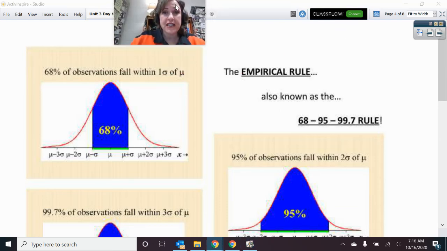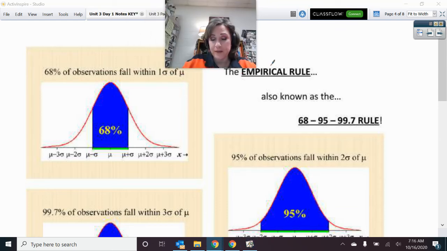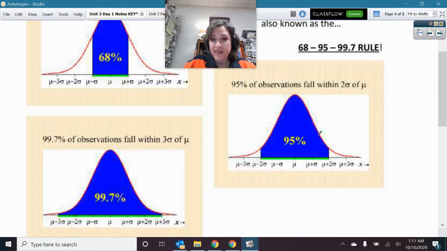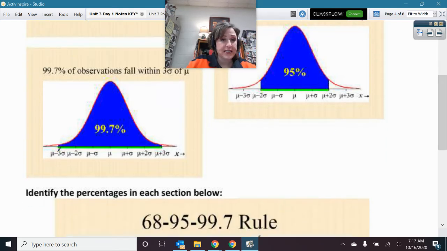So this thing called the empirical rule, also known as the amazing 68, 95, 99.7 rule, is what tells us what calculus computed. That 68% of the data is between 1 standard deviation down and 1 standard deviation up. 95% of the data is between 2 standard deviations down and 2 standard deviations up. And 99.7% of the data is within 3 standard deviations down and 3 standard deviations up.